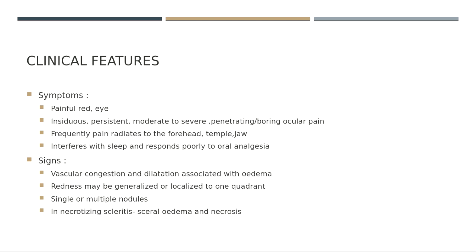Signs: you get vascular congestion and dilatation associated with edema. Redness may be generalized or may be localized, as you see in episcleritis, right? Localized to one quadrant. It may also be nodular. You may see single or multiple nodules. And when you have the necrotizing type, you get scleral edema and necrosis.